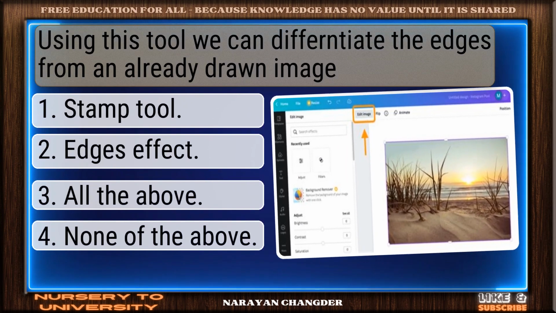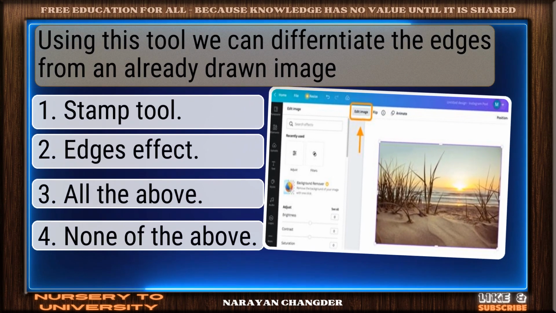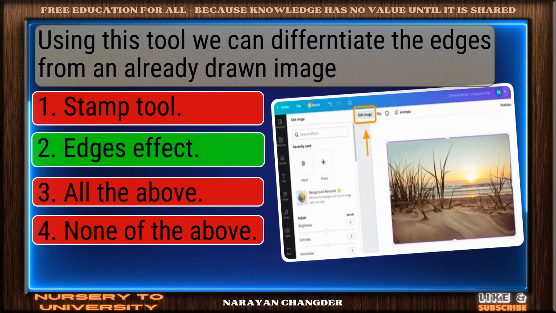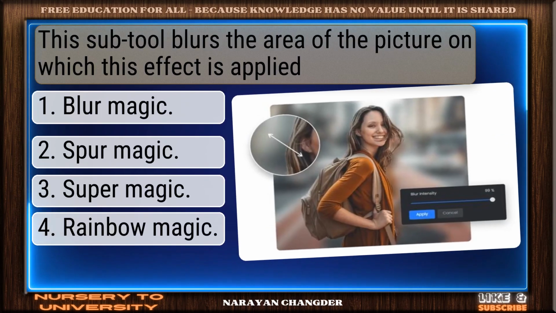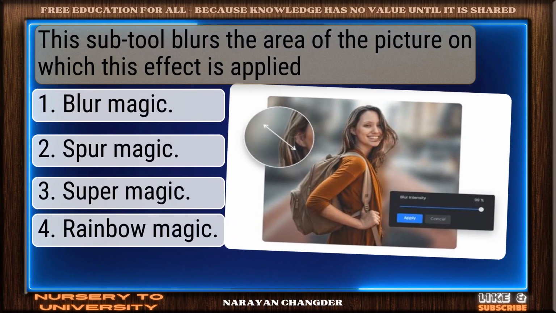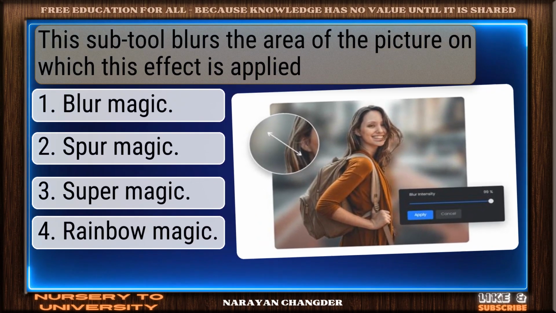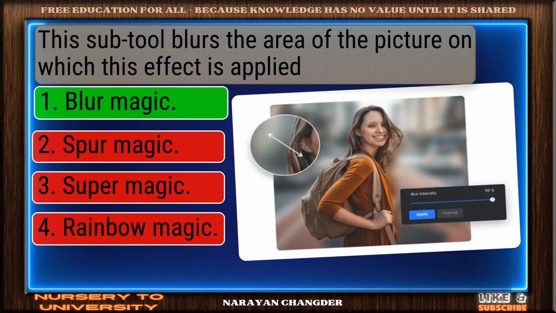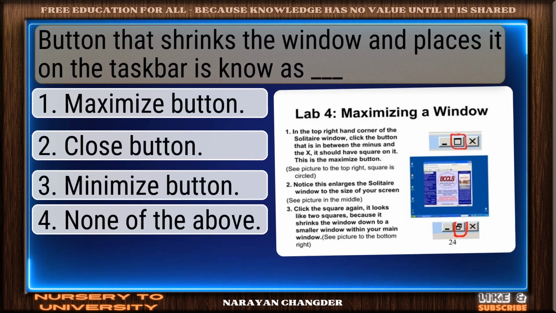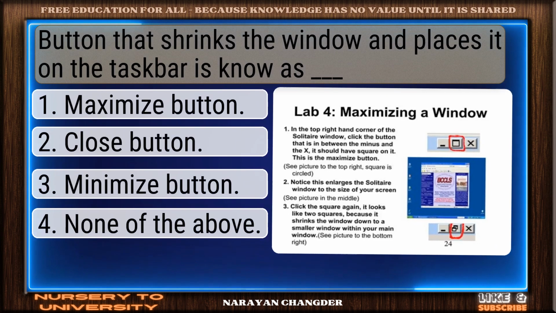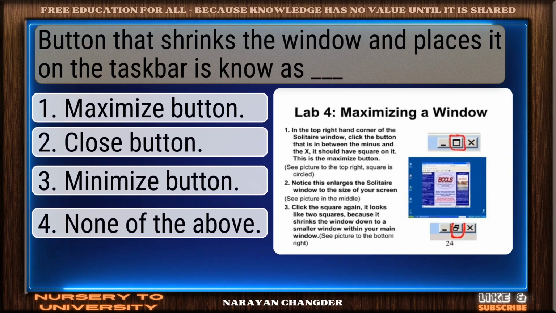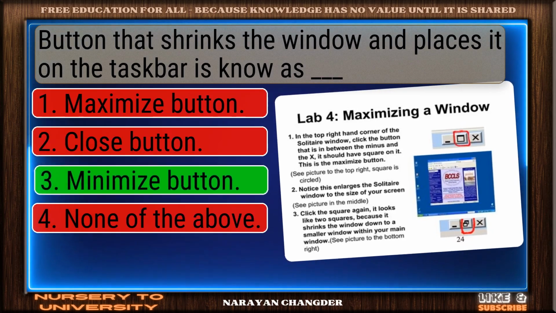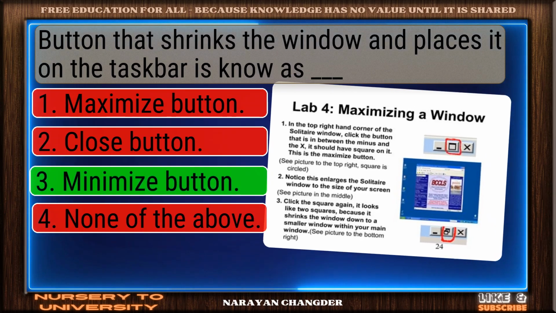Using this tool, we can differentiate the edges from an already drawn image. On track, edges effect is correct. This sub-tool blurs the area of the picture on which this effect is applied. Good job. Blur magic works well. The button that shrinks the window and places it on the taskbar is known as Dash. Valid point. Minimize button is true.